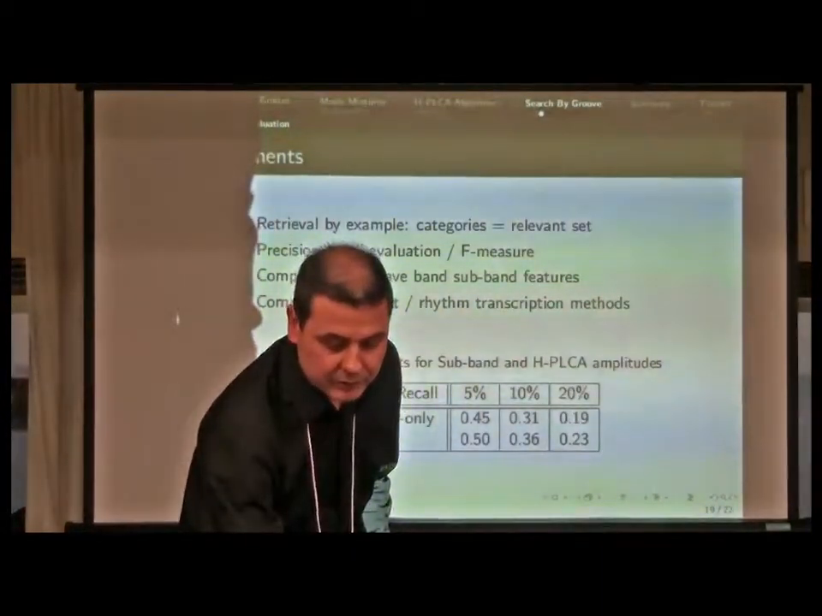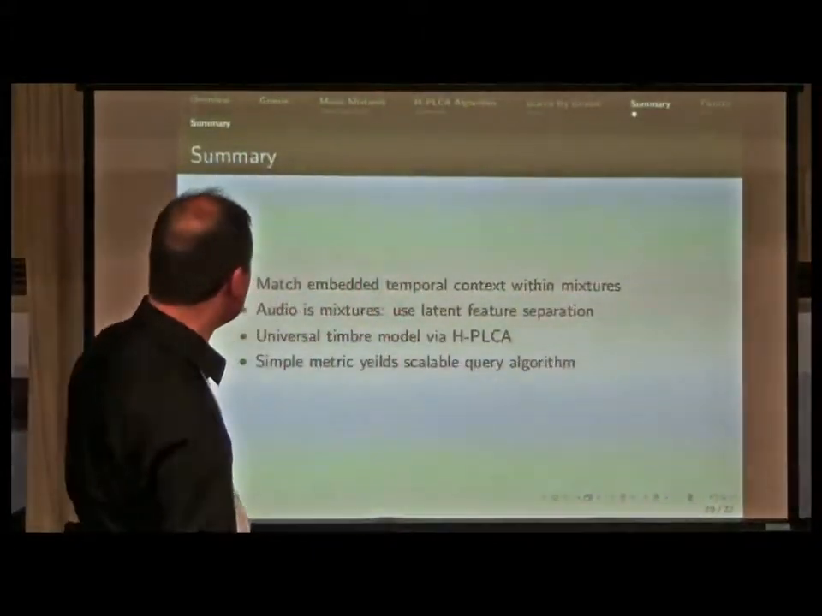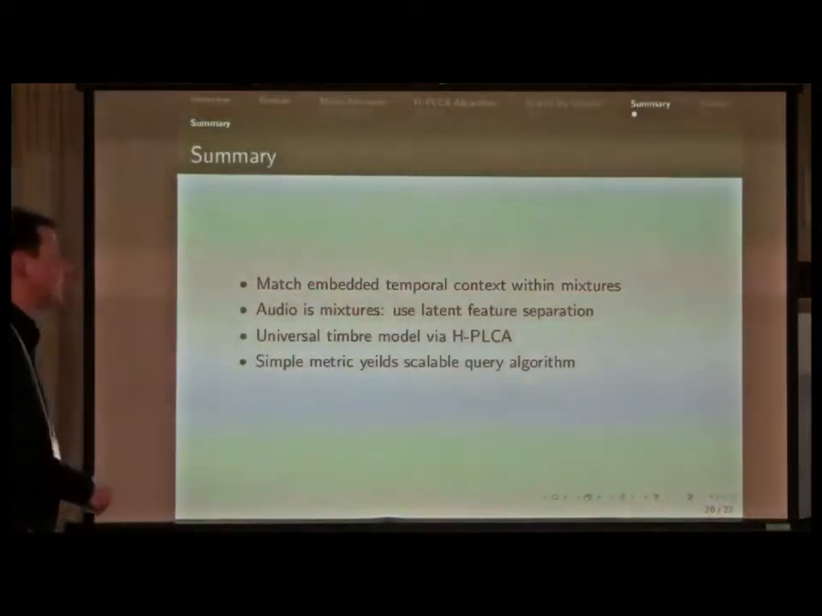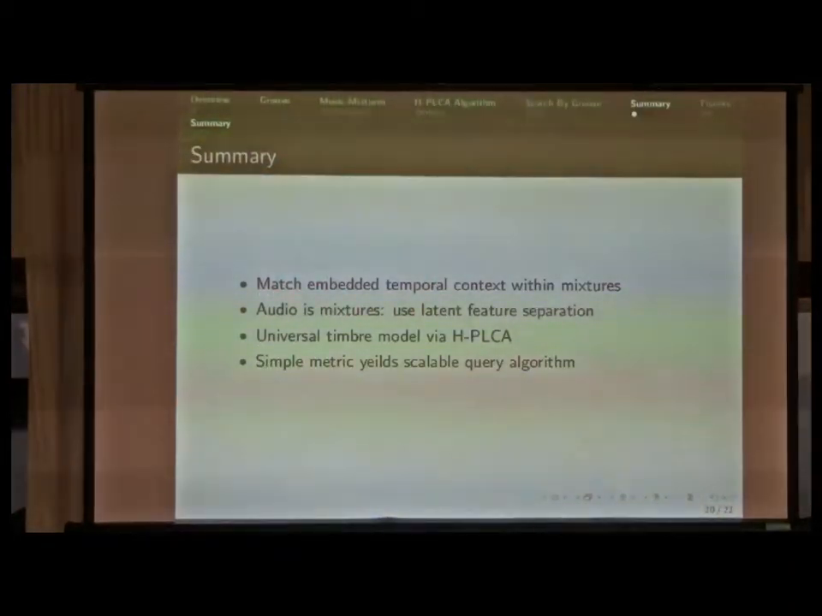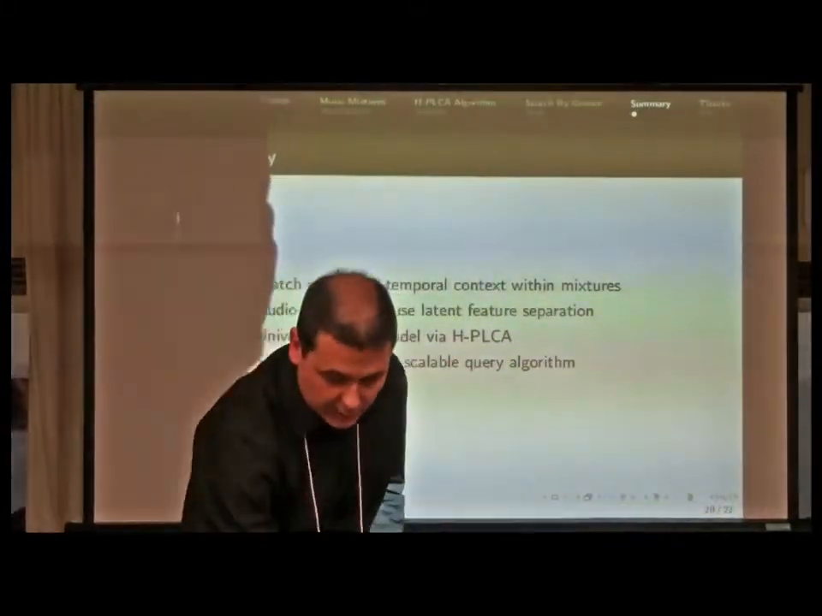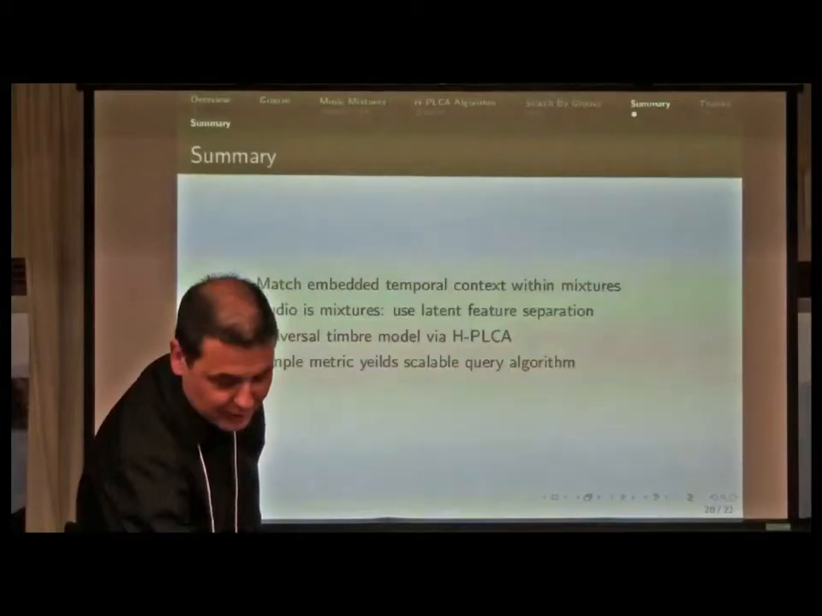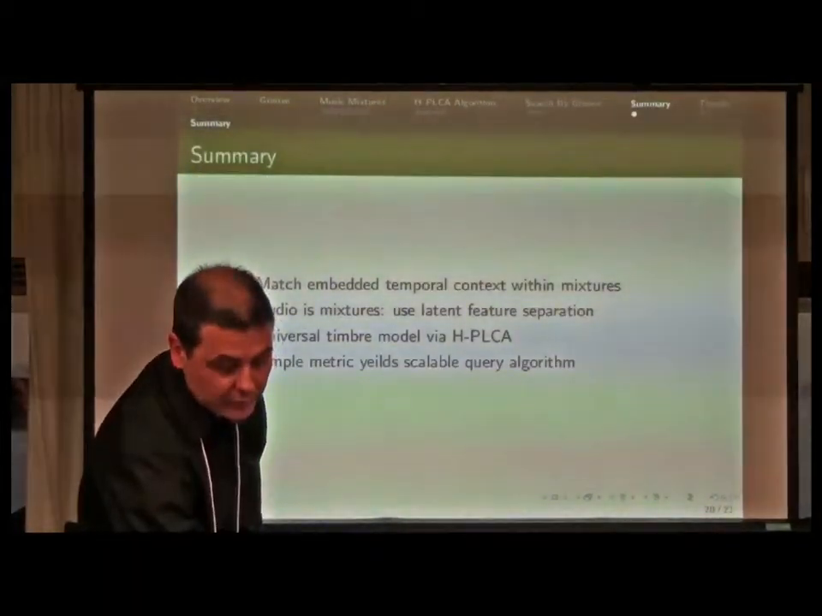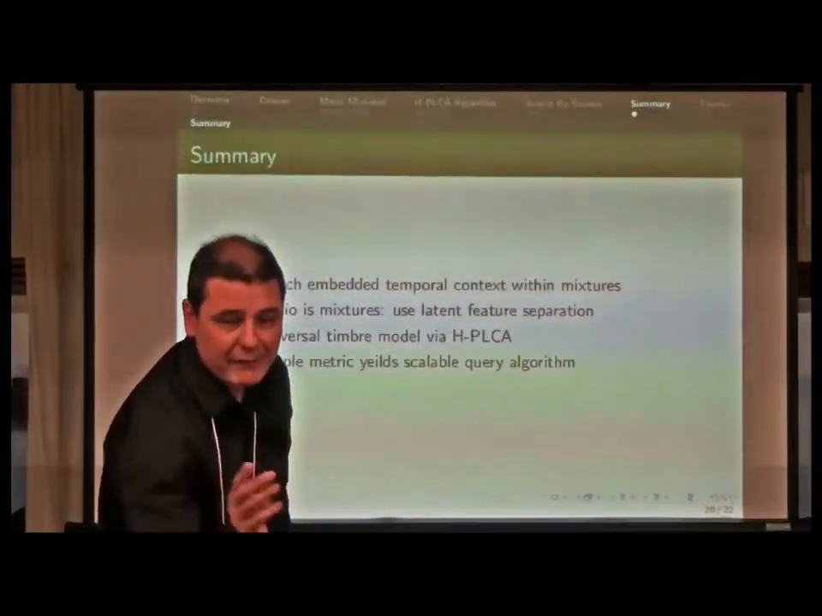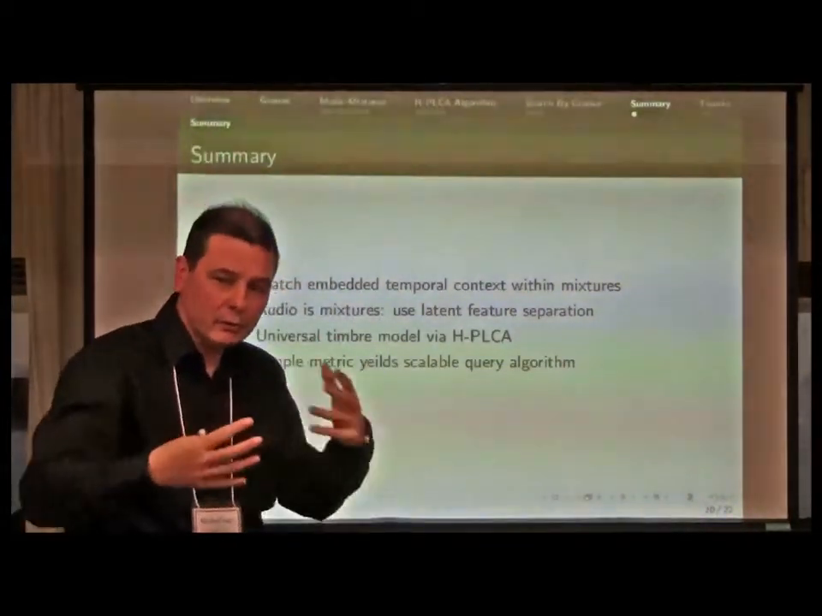So our summary is that because we've got embedded components in a mixture, we want to match using these embedded components in their temporal context. Audio is mixtures, so use latent components or something else that deals with mixtures. Have a universal timbre model so that we can compare time functions from different tracks vis-a-vis a timbre model. That gives us the timbre time groove-based representation. And we have a simple metric, basically a kind of dot product thing.